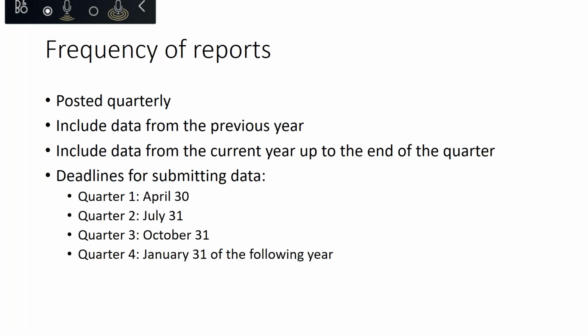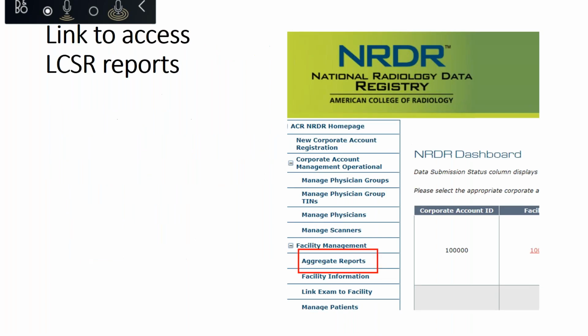Reports are issued quarterly. They include data from the previous year plus data from the current year up to the end of the quarter. Participants have 1 month following the end of each quarter to submit their data. For example, quarter 2 ended on the 30th of last month, June, so you have until the end of this month, July, to submit your data for the first half of 2019, that is, quarters 1 and 2.